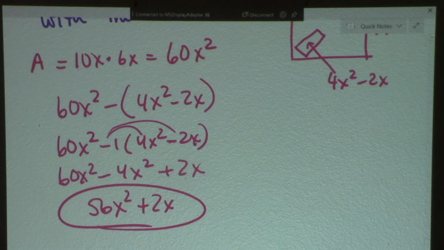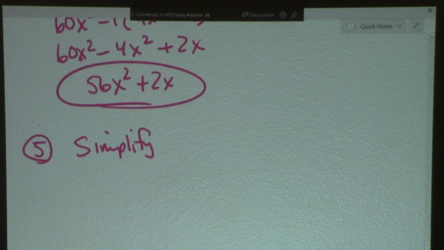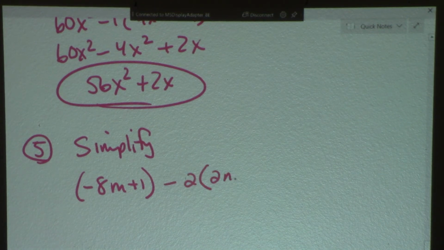Okay, we just have a couple more. So number 5, simplify. So we're not just subtracting now. Here is my problem. Negative 8m plus 1 minus this whole thing, 2 times 2m minus 6 plus 5m.